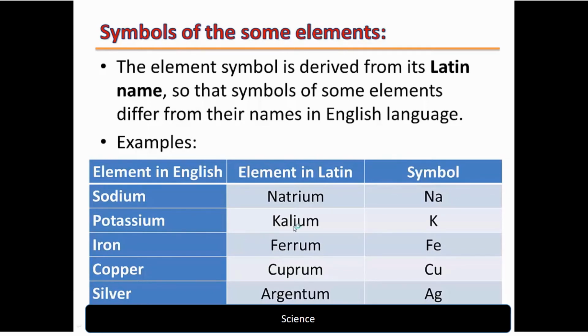Potassium, its Latin name is kalium, so its symbol is K. Iron, its Latin name is ferrium, so its symbol is Fe. Copper, cuprum, so its symbol is Cu. Silver, argentium, so its symbol is Ag. Not Ar because it is already taken for argon, so they took the first and third letters. So the symbol of silver is Ag.